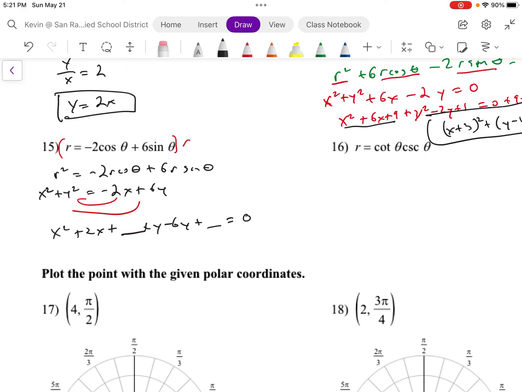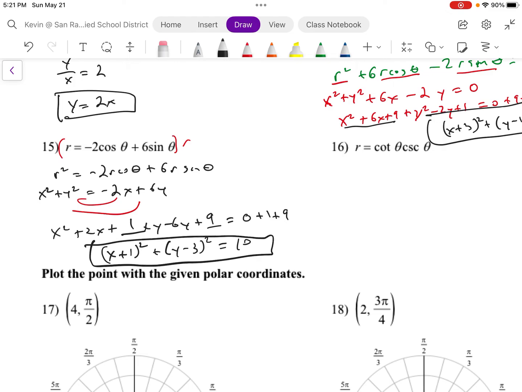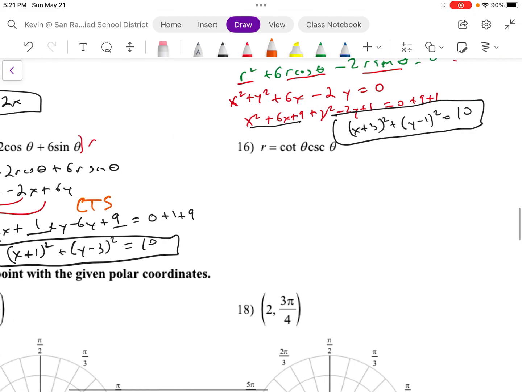That something is what we get when we complete the square. 2 divided by 2 is 1. 1 squared is 1, so that's 1. Negative 6 divided by 2 is negative 3. Negative 3 squared is 9, plus 9. So I'm going to have x plus 1 squared plus y minus 3 squared equals negative 10. Okay, if you don't know these steps for completing the square, I don't know what to tell you. At this point, you have to know it.